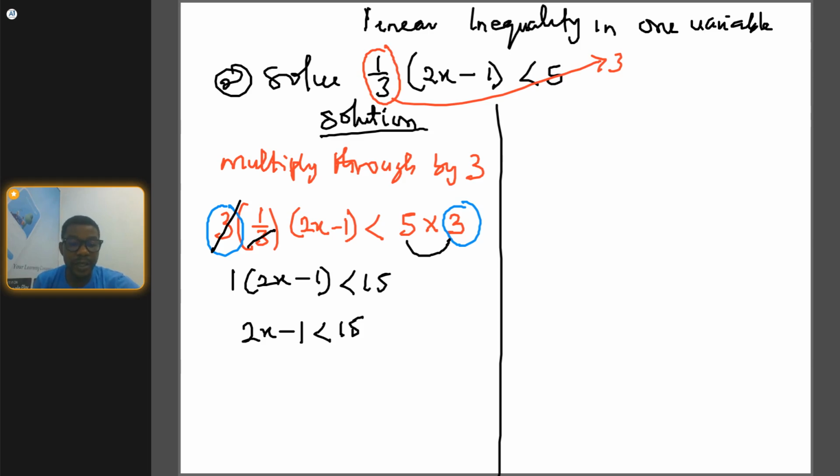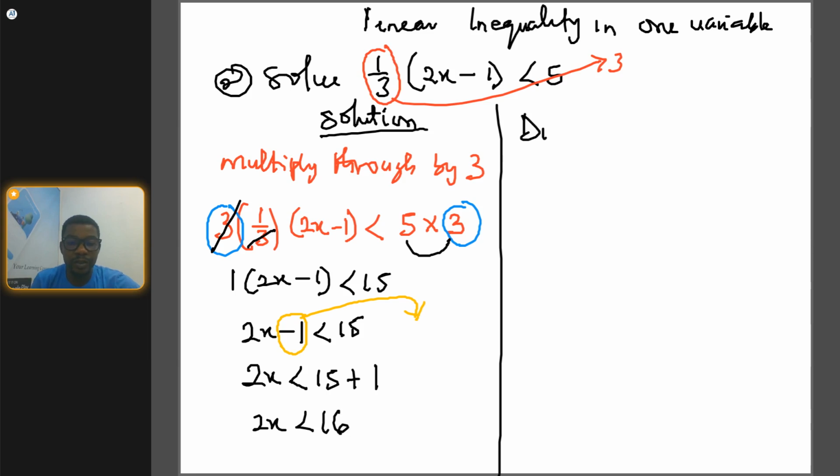If this minus 1 crosses the inequality sign, what is going to be the answer at the other side? I need your response in the chat box. When minus 1 crosses the inequality sign, we are going to have plus 1. Thank you for your response, Emmanuel. So we have 2x < 15 + 1, so we have 2x < 16.